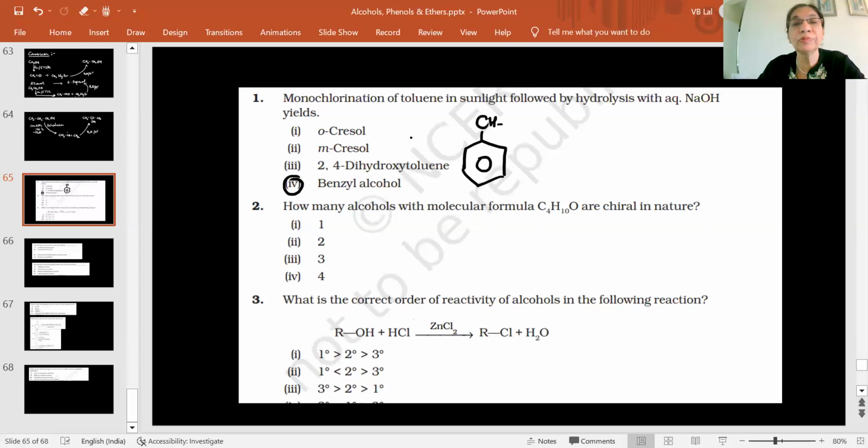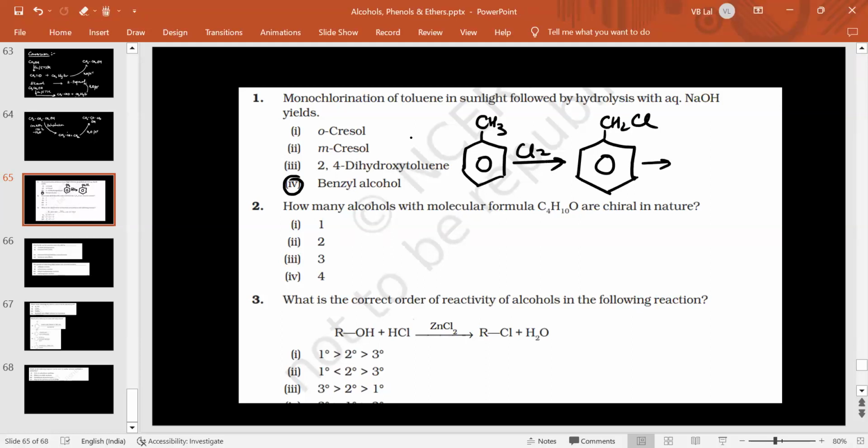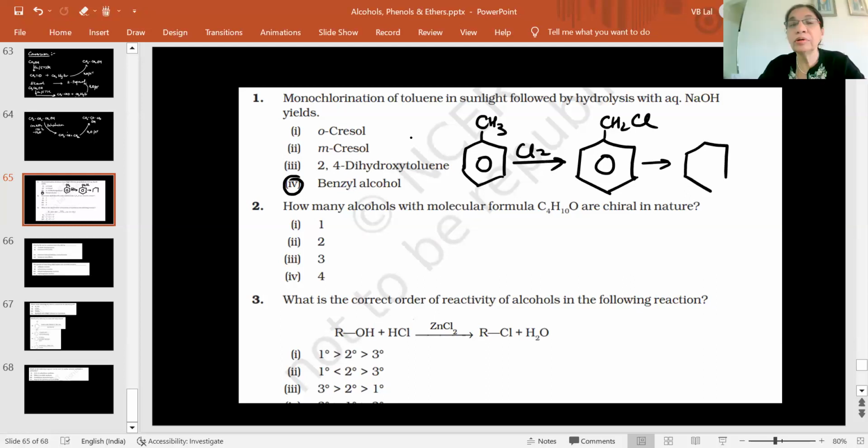For those who were not present, like Ashwin Shiva, you were not present in the last class. So when I do chlorination, I will get... Ashwin, are you there? Yes, ma'am. Can you see? This is benzyl alcohol. Very good. Now this question also I have done earlier. Who will tell me the answer? How many alcohols of molecular formula C4H10O are chiral in nature?